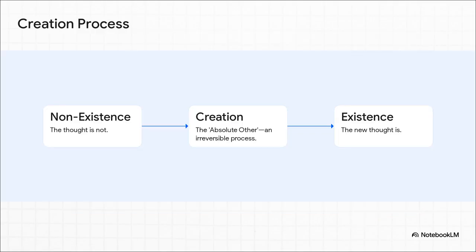So forget the light switch for a second. Think of it more like a journey, a one-way street. You start with something not existing. Then you move through this moment of creation, this absolute other. And that step, that's crucial. It's irreversible. You can't uncreate it. And that journey leads to existence. And guess what? This forward-moving, irreversible process, that's what we call time.